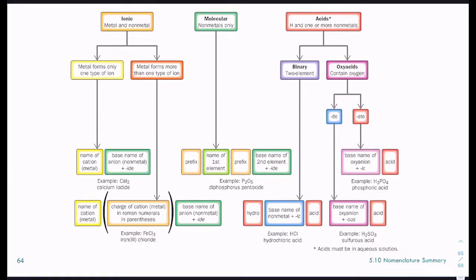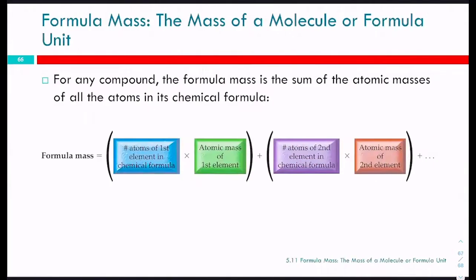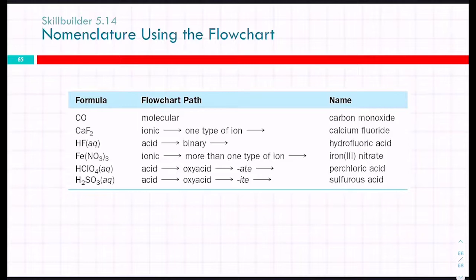And this is the super useful chart at the end of this chapter. You can use this as a flow chart to determine what type of compound you have. So, if it's got a metal and a nonmetal, if it's just nonmetals only, if it's hydrogen and one or more nonmetals, and then work through this. And at the end of each of these, you have the naming schemes for each type of compound. Oh, sorry, you have to do formula mass. Feels so tacked on to the end here.